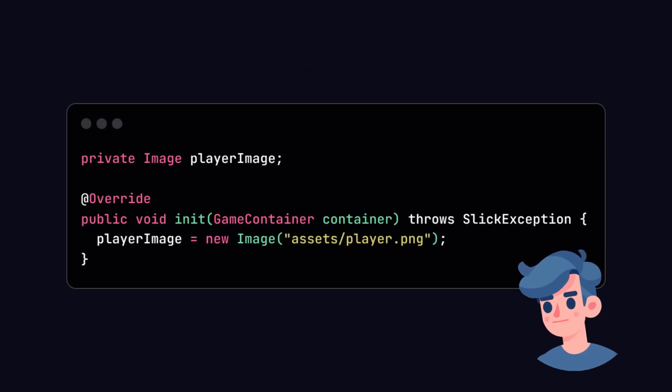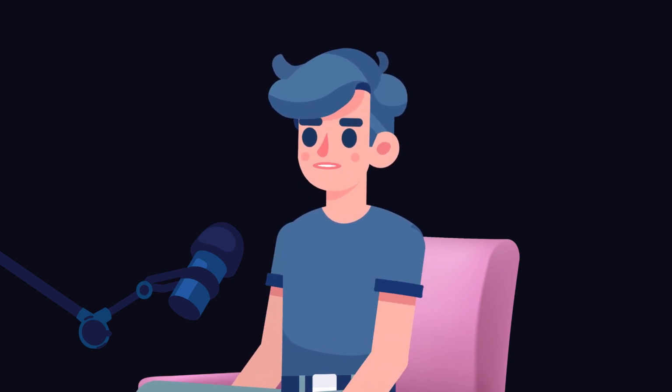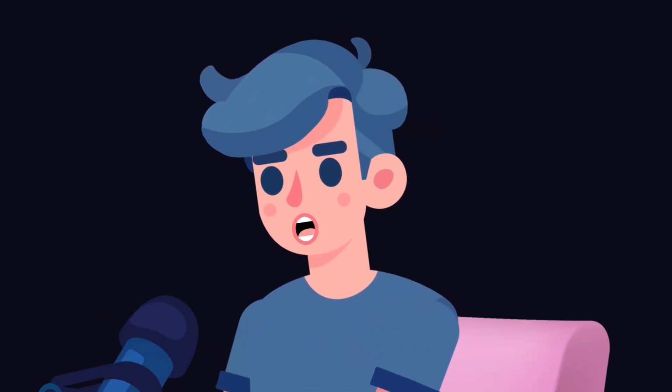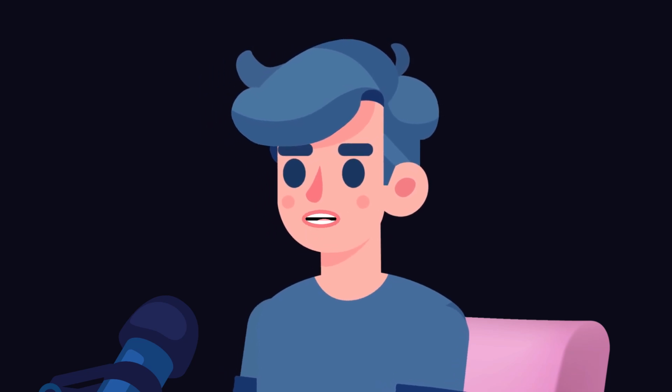Next, let's implement the init method. This is where we'll load our assets such as images and sounds. Add the following code to load an image for our player. Make sure you have the image named player.png in the assets folder. You can download a simple player image from free game asset websites.